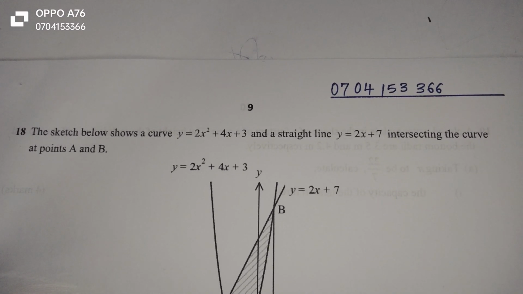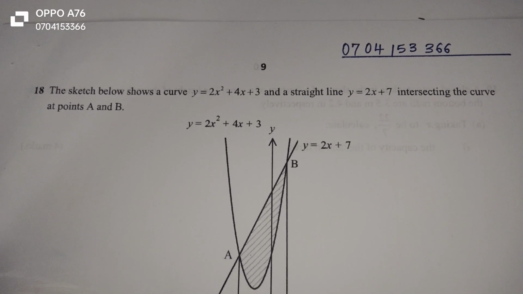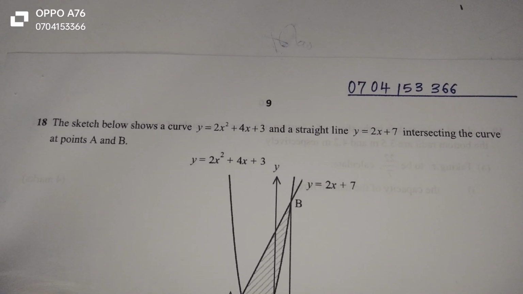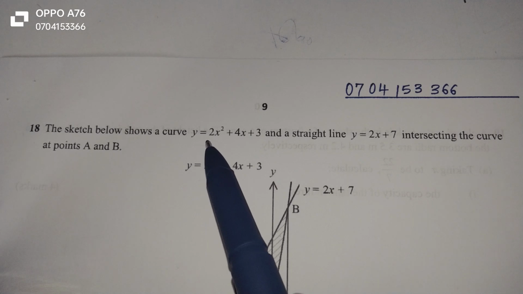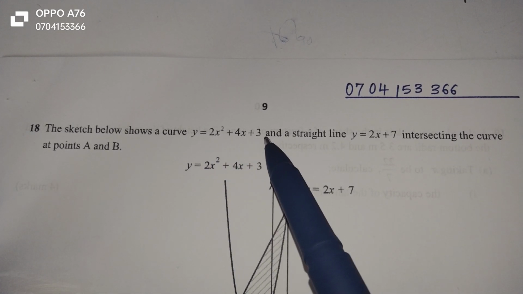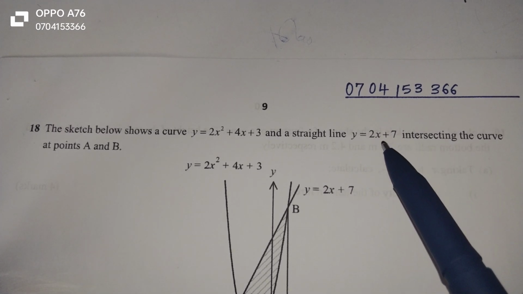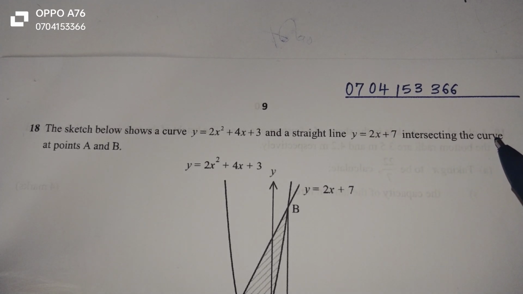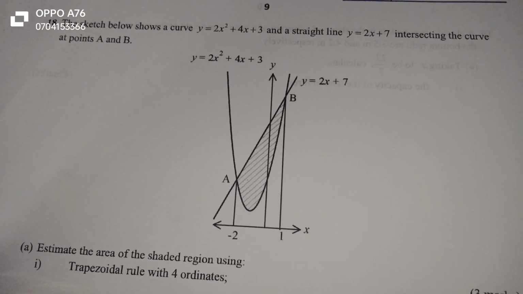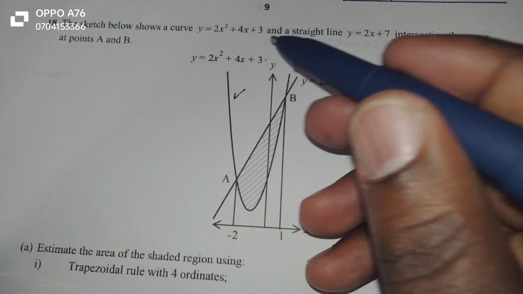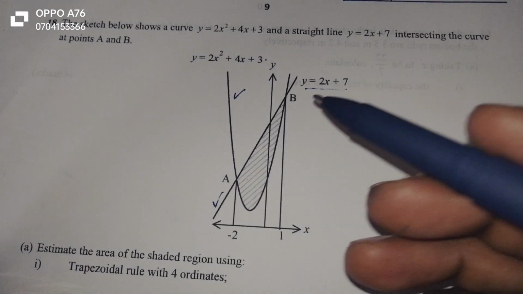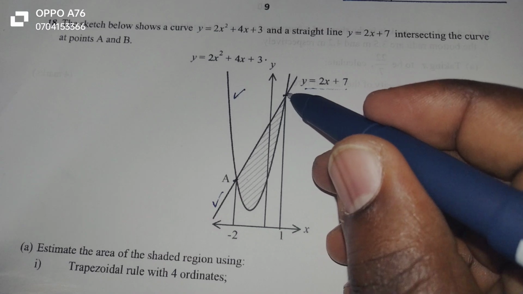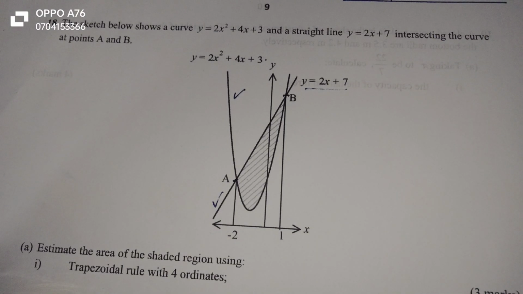We're going to discuss area approximation and also exact area by integration, number 18. The question is telling us that the sketch below shows a curve y equals 2x squared plus 4x plus 3 and a straight line y equals 2x plus 7 intersecting the curve at points A and B. So we can see the diagram. We have the curve here, whose equation is given, and we also have a straight line here, whose equation is given. Then we have the points A and B, where the curve and the straight line intersect one another.